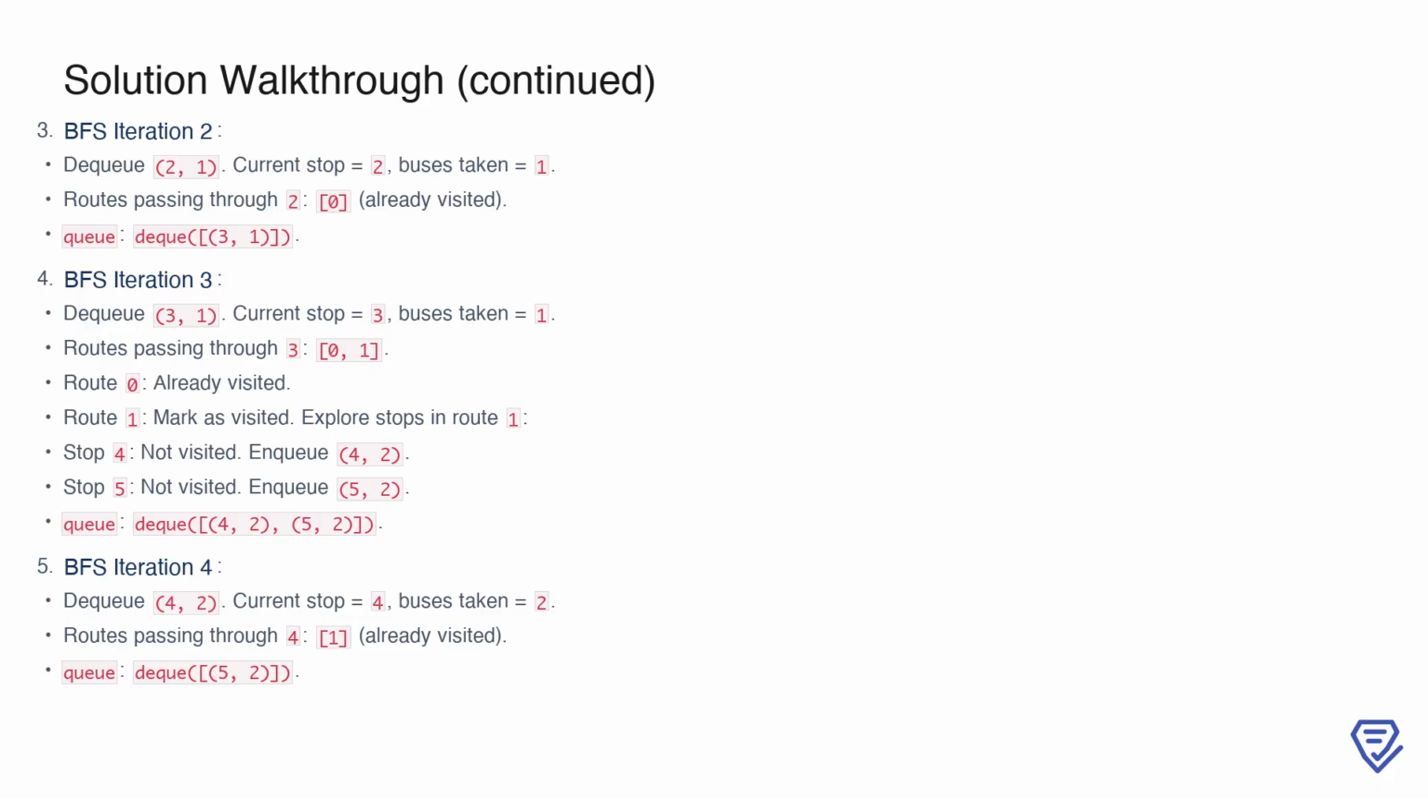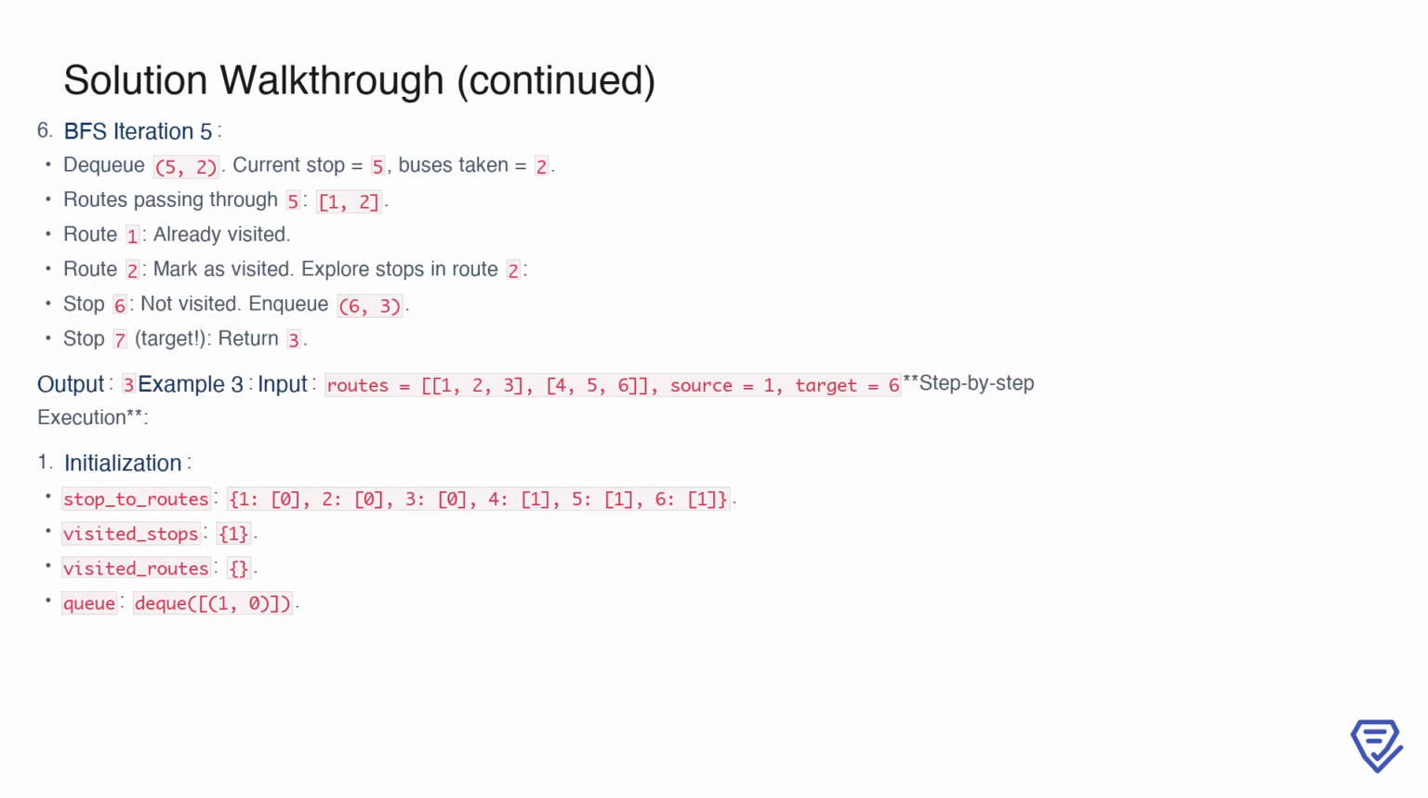Finally, for stop 4, the only route passing through it is route 1, which is already visited, so we continue. Now, we process stop 5, where 2 buses have been taken to reach it. Stop 5 is part of 2 routes, route 1, which is already visited, and route 2, which is unvisited.